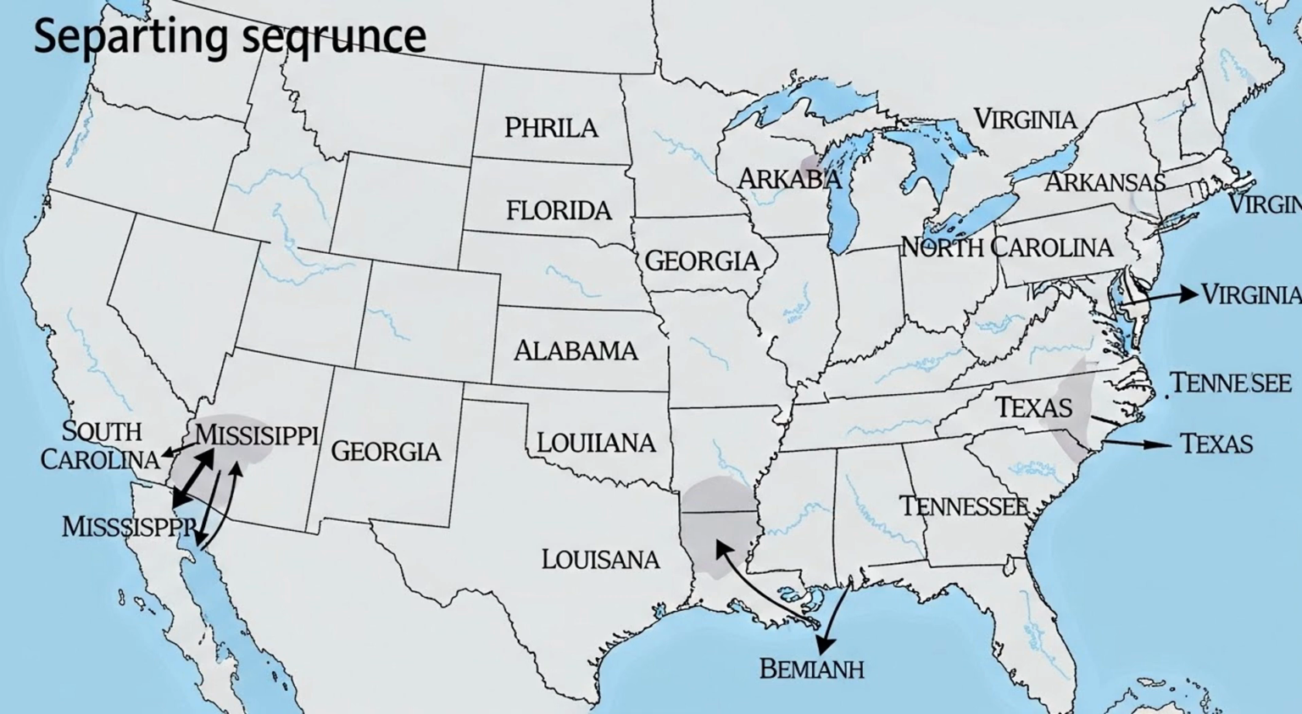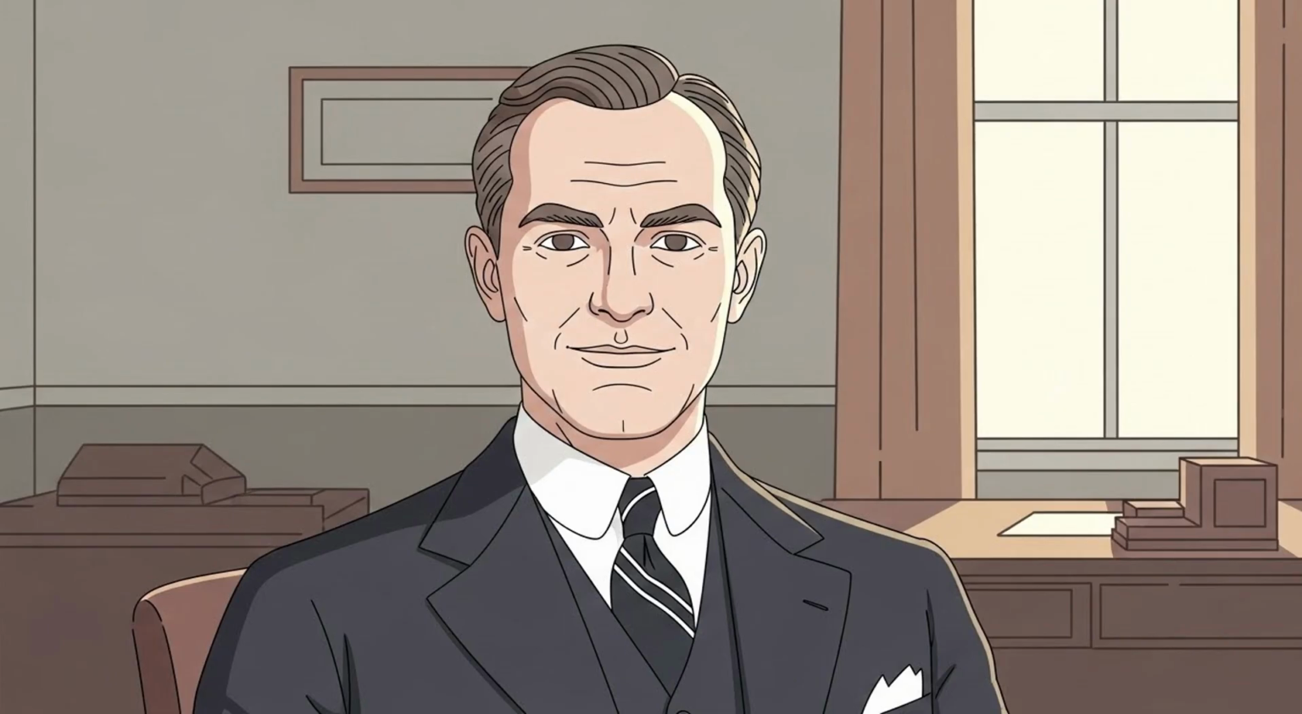Moving forward to the 20th century, we encounter Warren G. Harding and the Teapot Dome scandal. Harding won the presidency in 1920, promising a return to normalcy after World War I. He was genial, handsome, and completely out of his depth. Harding himself admitted, "I am not fit for this office and should never have been here."